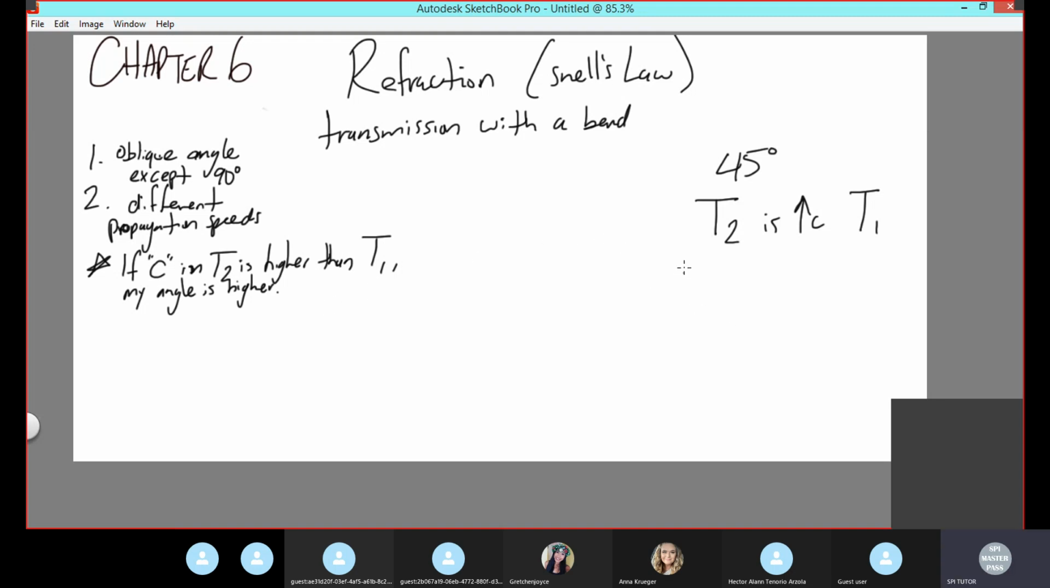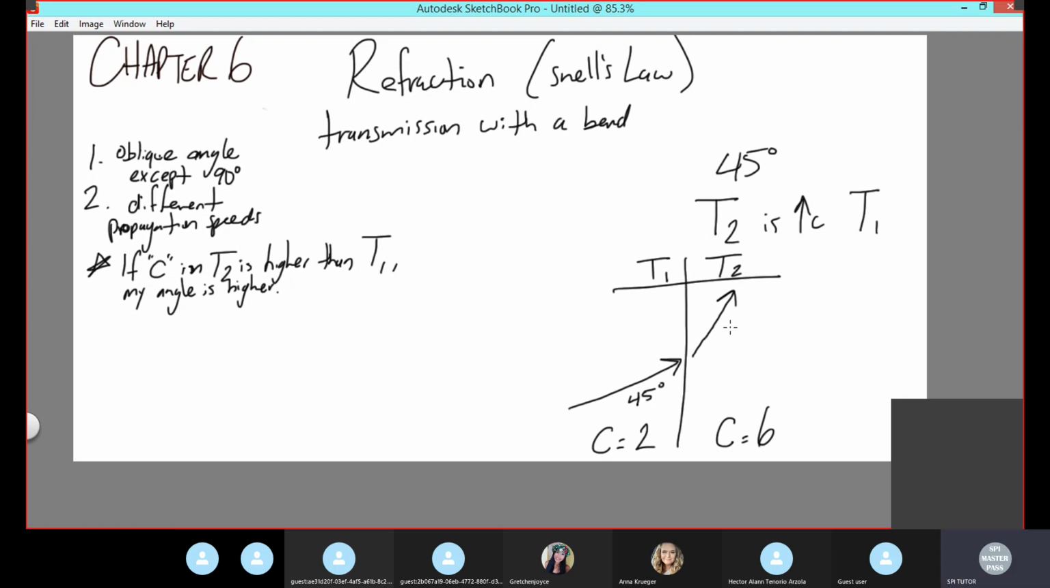So I'll do a little example over here. Tissue 1 or medium 1, tissue 2 or medium 2. I'll have an oblique angle of 45 degrees. My propagation speed here is going to be 2. My propagation speed here is going to be 6. So 6 is bigger than 2. In this case, my angle is going to bend in a bigger angle. Before it was like this, and now it's like this. Just to illustrate it, right? You don't have to draw things out, but this is just to illustrate it. So my angle is going to be bigger.